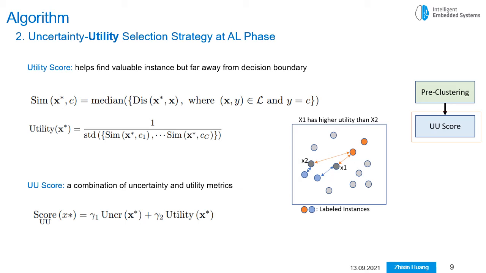Here is one example. X1 is located at the intersection of 2 classes, so it has a higher utility score. X2 is closer to 1 class, which gives it lower utility. In the end, we combine uncertainty and utility together to select the most valuable instance.